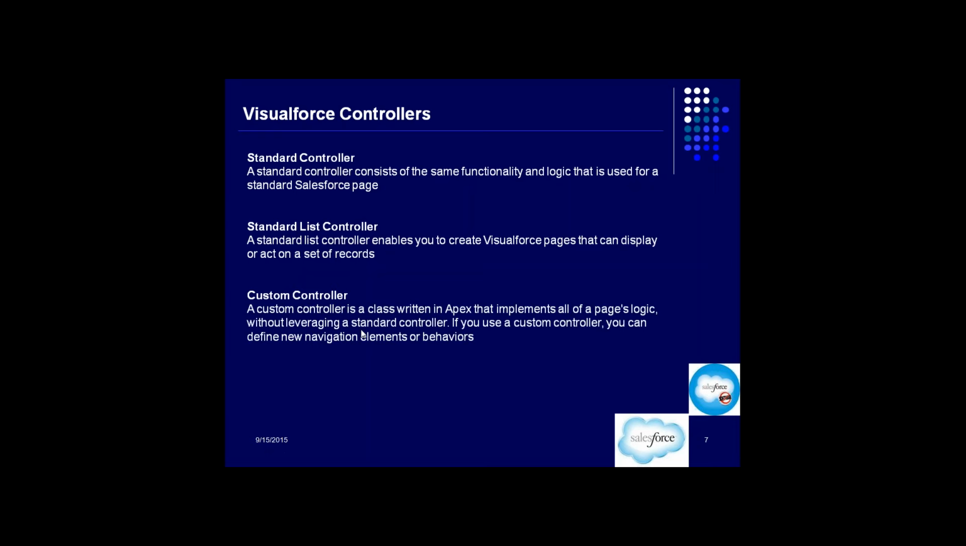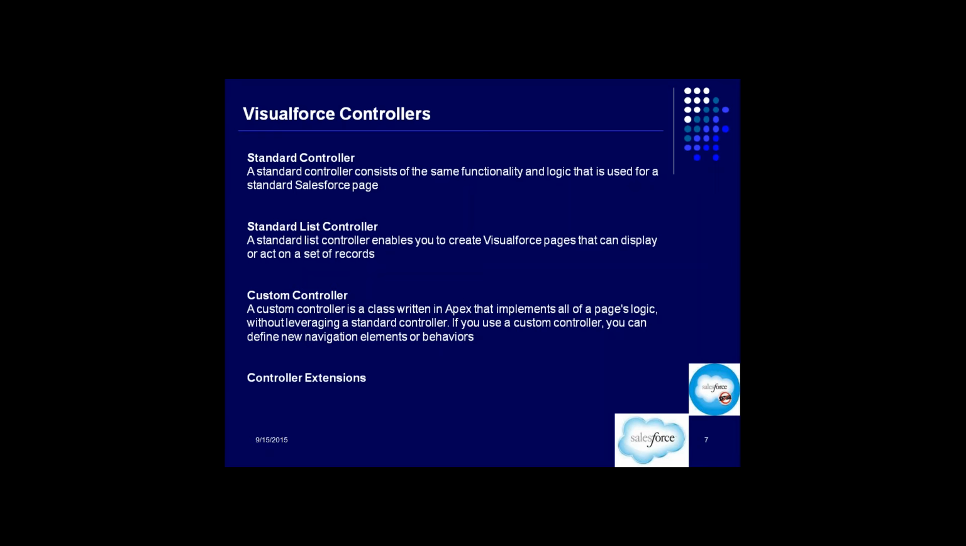So a custom controller is a class written in Apex that implements all of a page's logic without leveraging a standard controller. So it will not leverage the standard controller, and it will have all the logic written in Apex. If you use a custom controller, you can define new navigation elements or behaviors. So if you're using a custom controller, then you can define your own functionalities, as I told you. The navigation behavior you want to control, or some element you want to control, you can do that using the custom controller. All right.